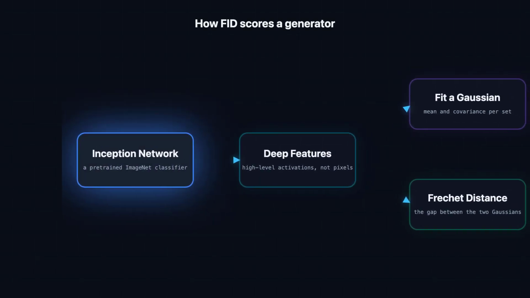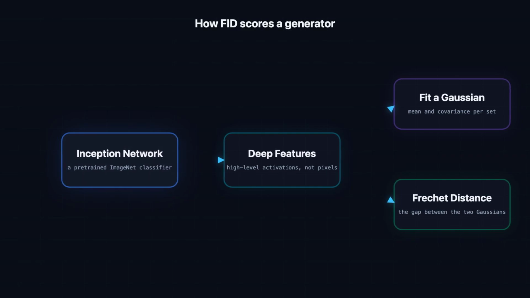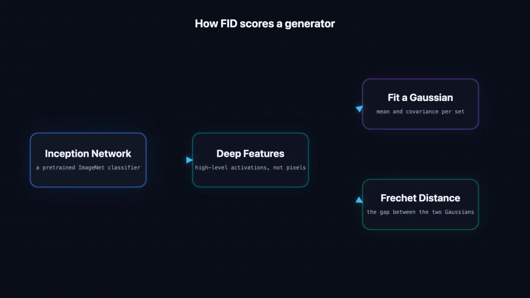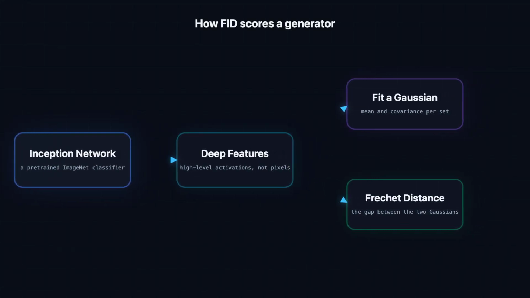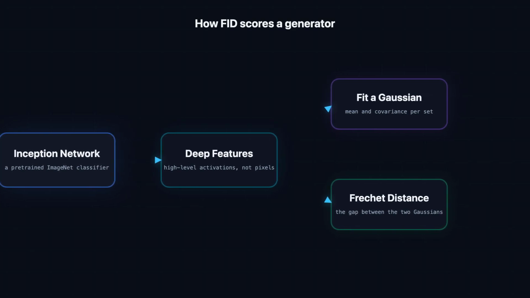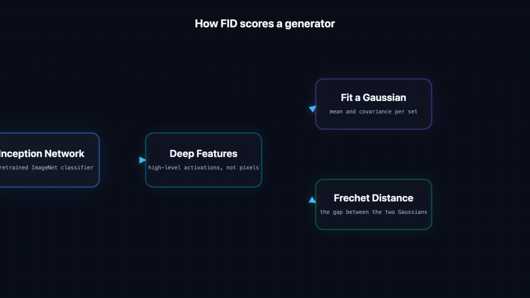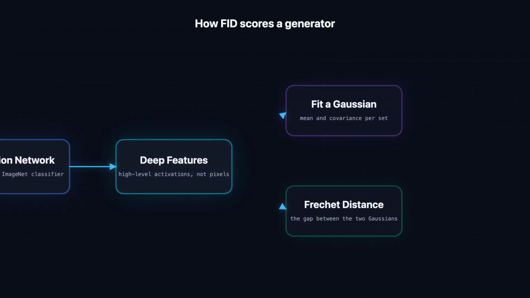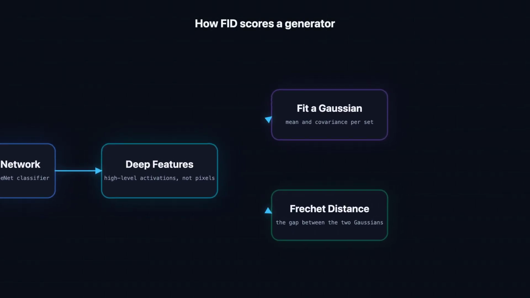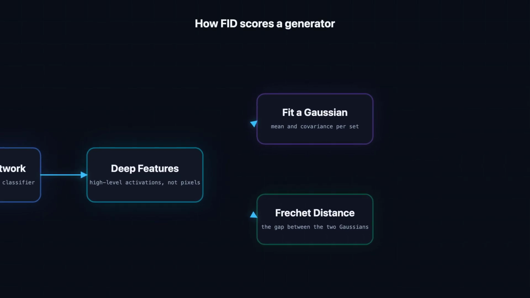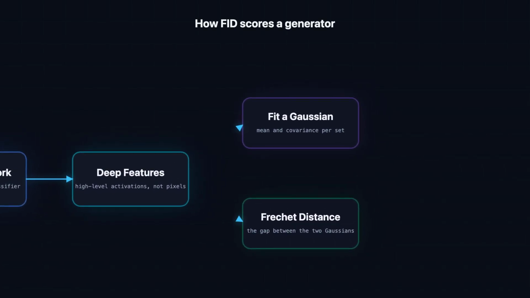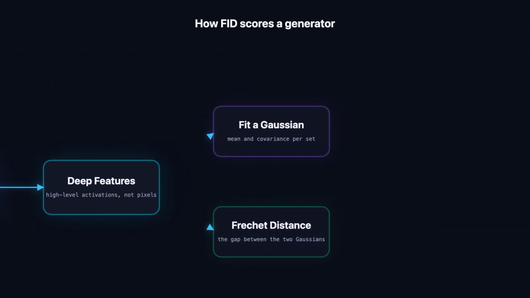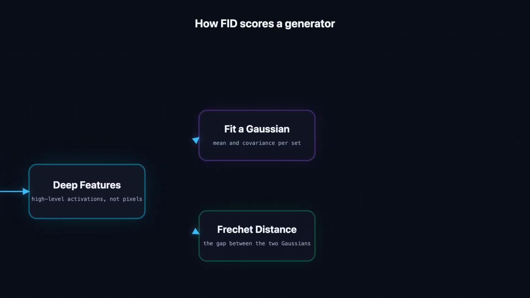Start on the left. We take a big pile of real images and a big pile of generated ones, and push both through a pre-trained Inception network, an image classifier originally trained on ImageNet. We're not using its final label, though; we're borrowing its eyes. Move across. From deep inside that network we read out the feature activations, a long vector of high-level descriptors for each image, capturing things like texture, shape, and content rather than individual pixels. Now every image is a point in a rich, meaningful feature space.